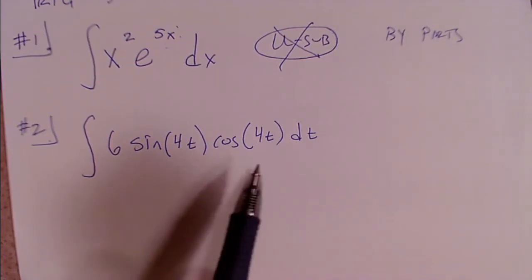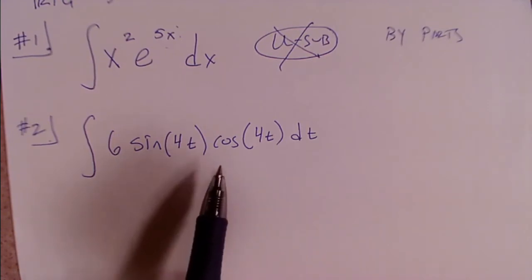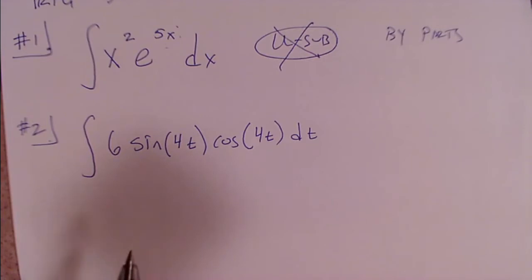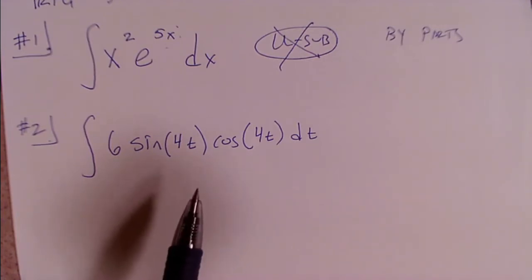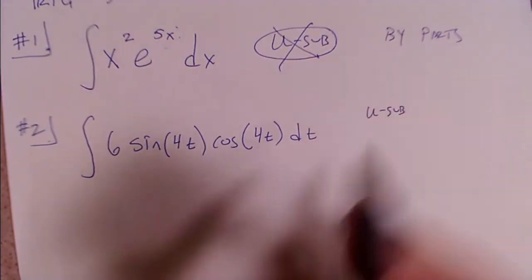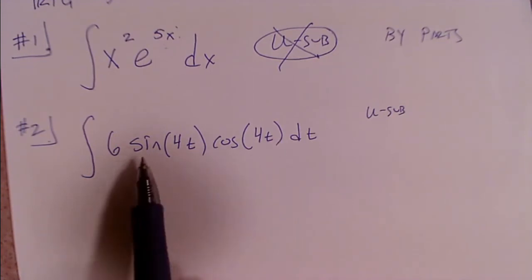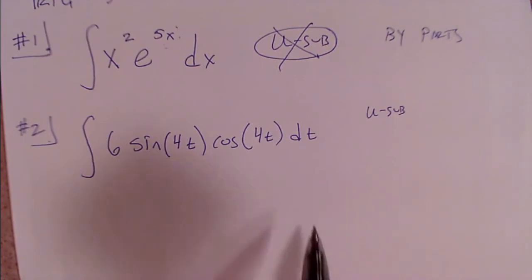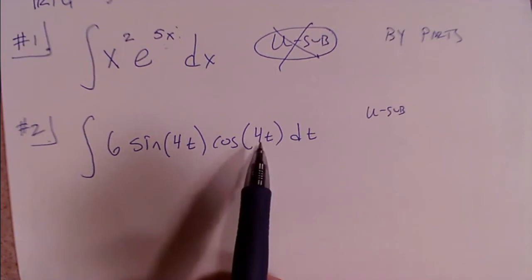I'm sorry, not maybe partial fractions. Let me back up. That's not a partial fractions because, again, it's not a rational expression that we're trying to integrate. It's not a polynomial on top, polynomial on bottom. Maybe this is even a u sub. Okay, so I'm going to write u sub here because the derivative of cosine of 4t is plus or minus the derivative of sine t. And I worry about the signs later if it's going to be a plus or a minus. But anyway, the derivative of something is something else in this problem that would cancel out.